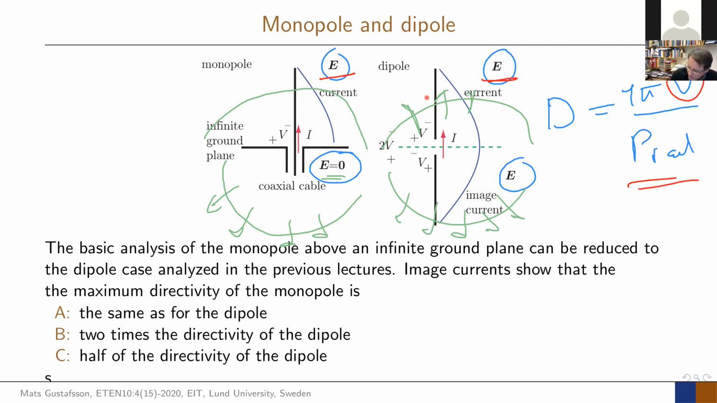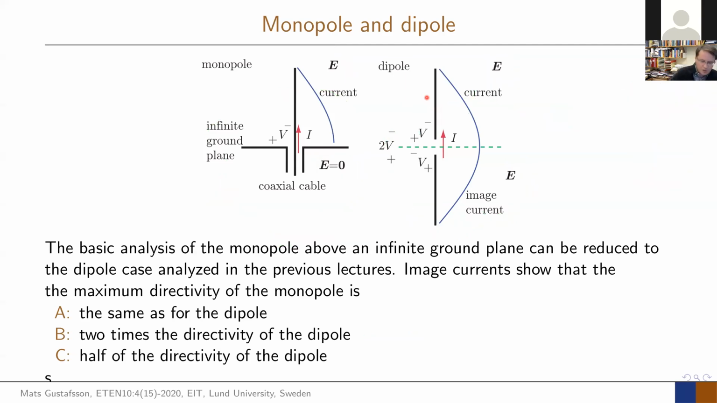And then I normalize with the radiated power. That means that the monopole has 2 times the directivity of the dipole. So the directivity has to be double for the monopole than the dipole. You go up a factor of 2. And that's because it doesn't radiate down here. The radiation below the ground plane is 0. So you have to normalize with a different number, so you get more directivity.